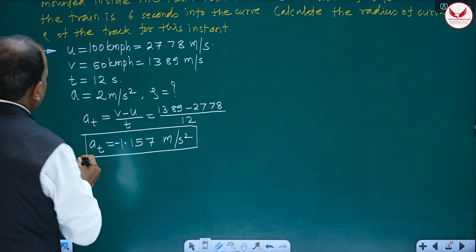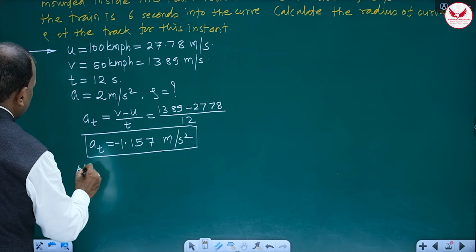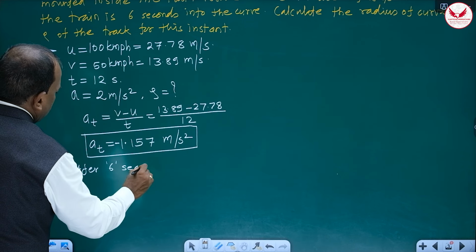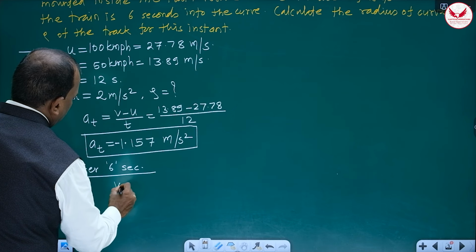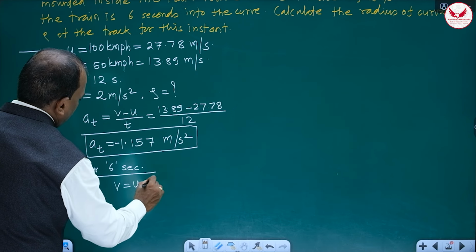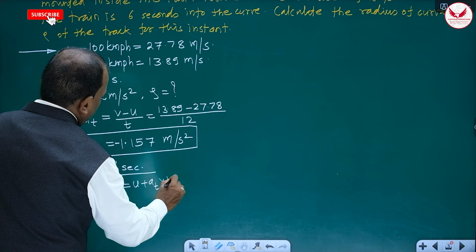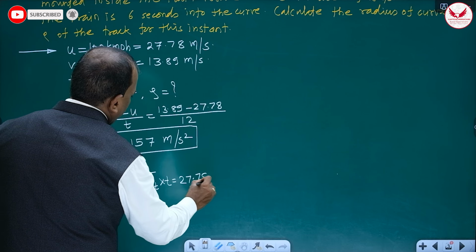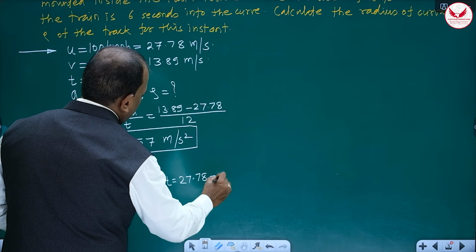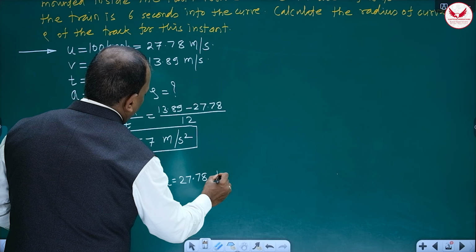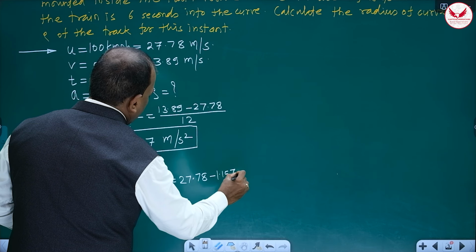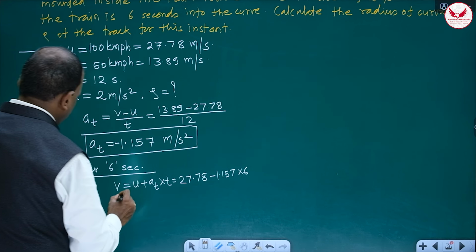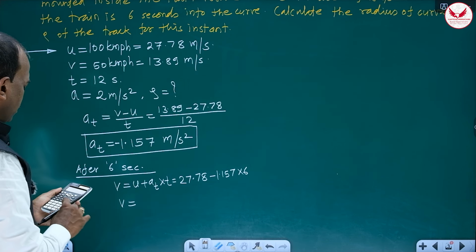Then what is there? Velocity after 6 seconds. What is V? V is going to be u plus a_t into t. U is 27.78 minus a_t, 1.157 into 6, means this is going to be the velocity after 6 seconds.